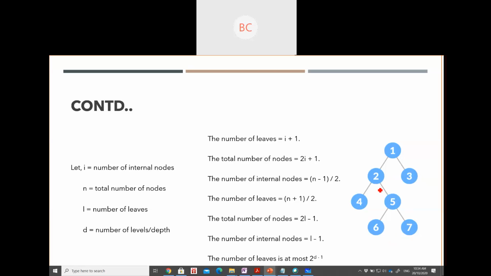Then again, for the number of internal nodes, the formula is (n minus 1) divided by 2, where n means the total number of nodes. So if I'm telling you there are 7 nodes in a tree, now you have to calculate the number of internal nodes. The formula is here. Total number of nodes 7, 7 minus 1 is 6, 6 divided by 2, 3. So 3 internal nodes. So on. These formulas will be very useful whenever you give competitive exams in future, and even in class it's very important. Just go through these formulas.